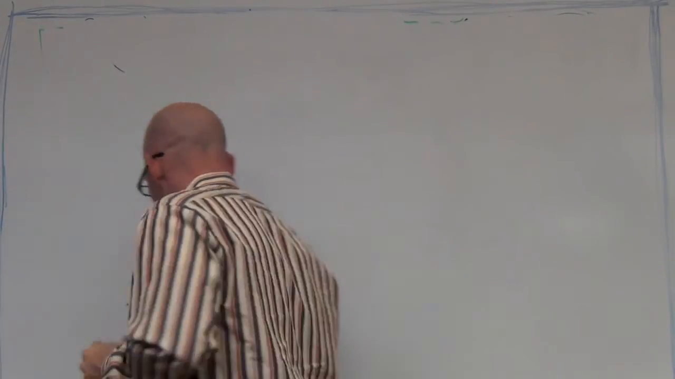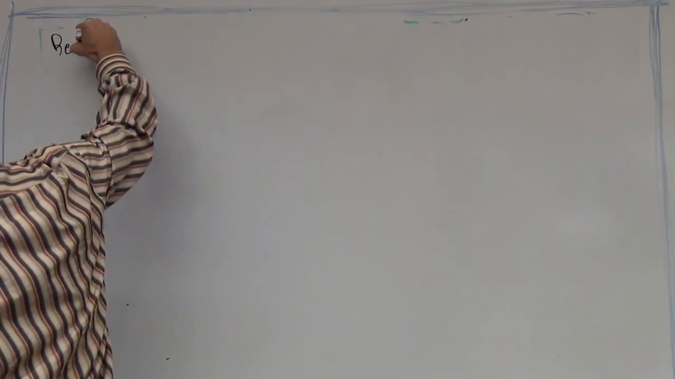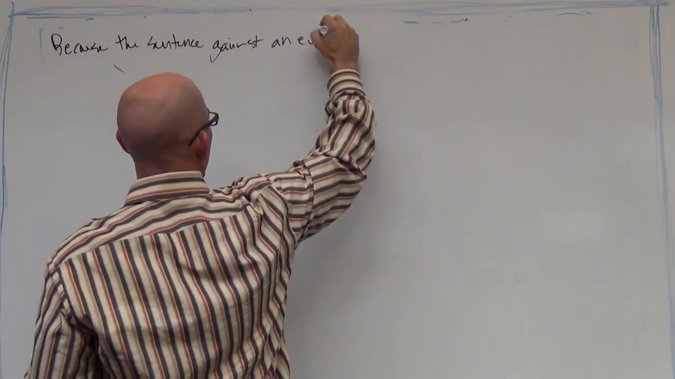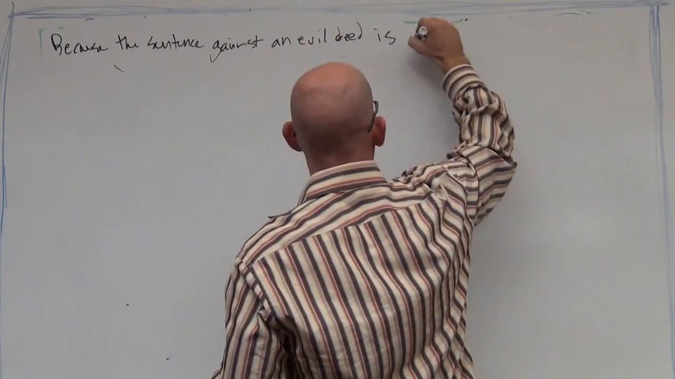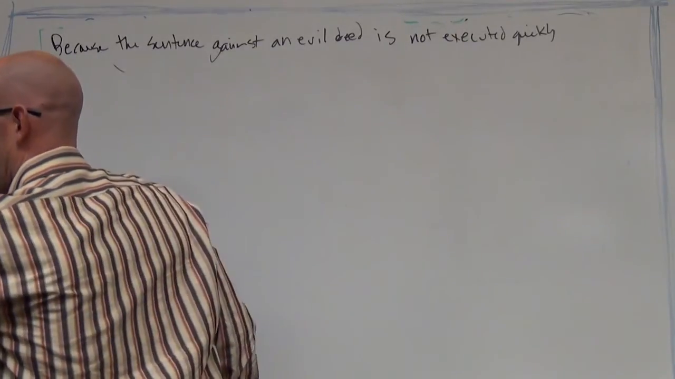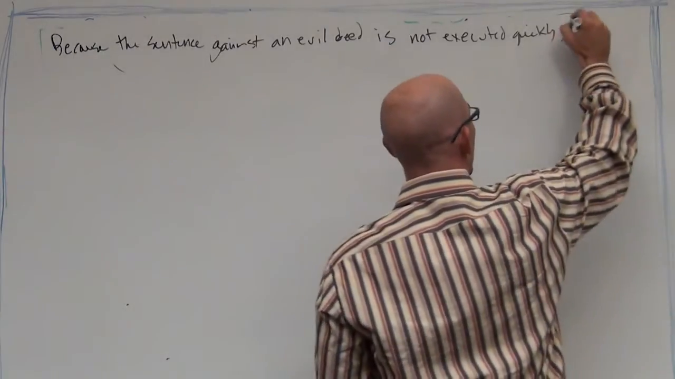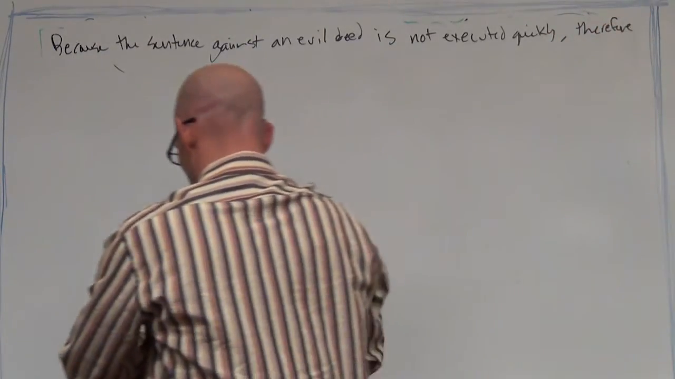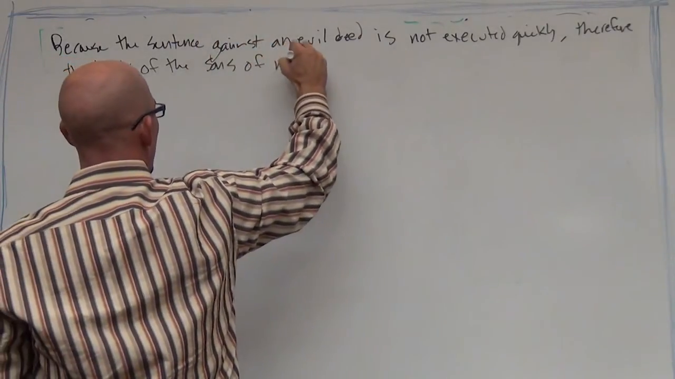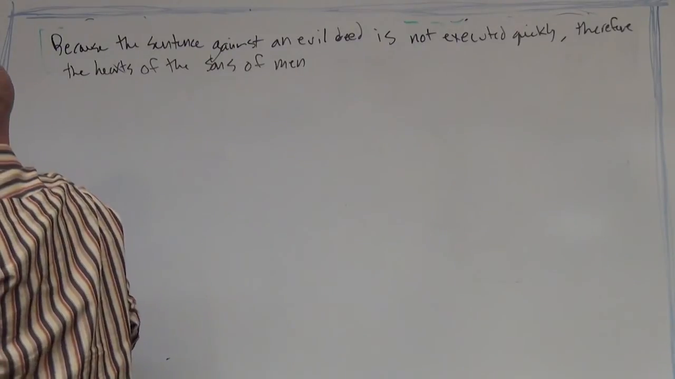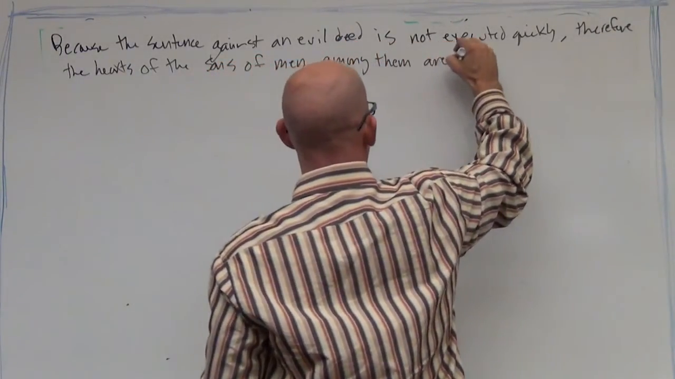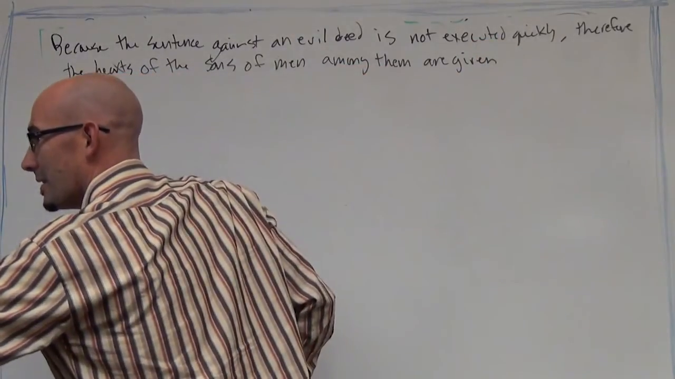Because the sentence against an evil deed is not executed quickly, therefore the hearts of the sons of men among them are given fully to do evil.